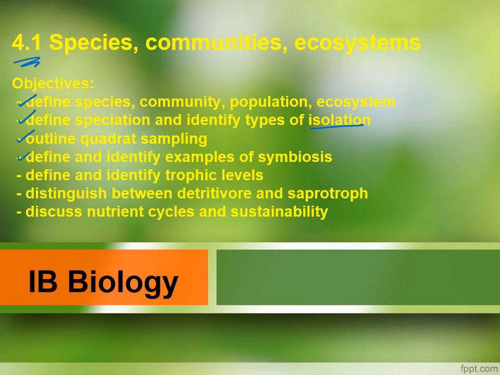We're going to define more words, lots of different kinds of symbiosis, and what even are trophic levels. We're going to distinguish between more vocabulary, detritivore and saprotroph, and then we're going to wrap up with a tiny little discussion on nutrient cycles and sustainability.